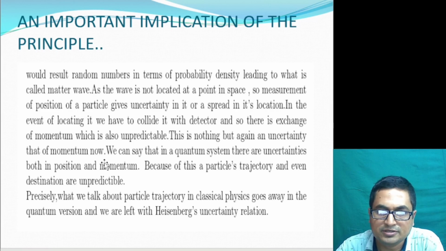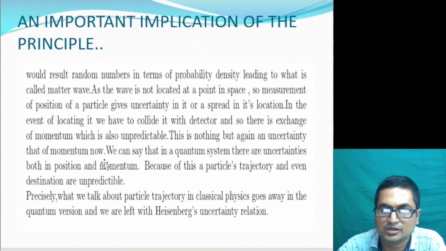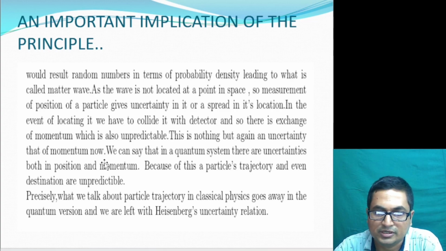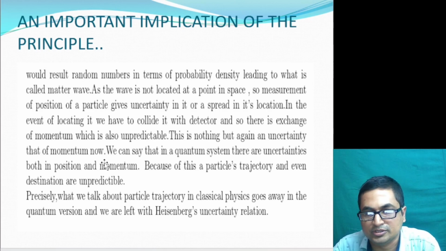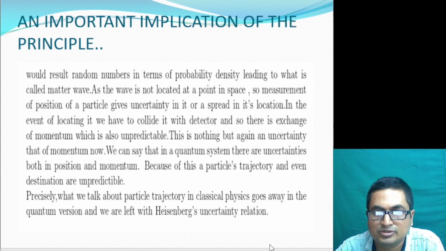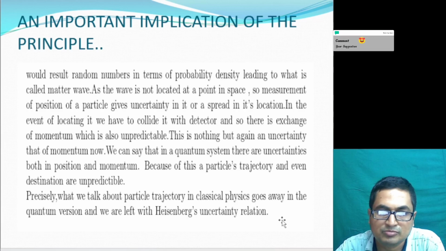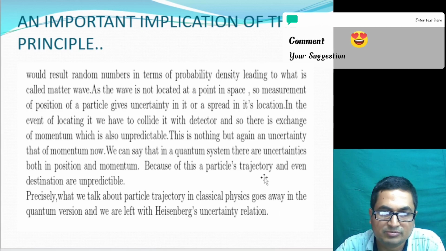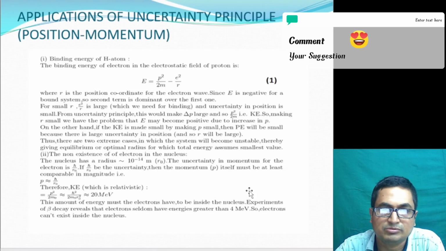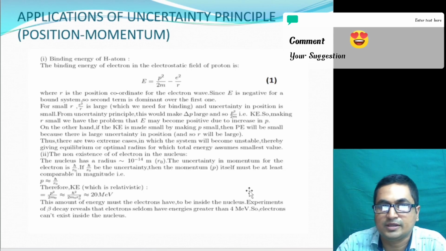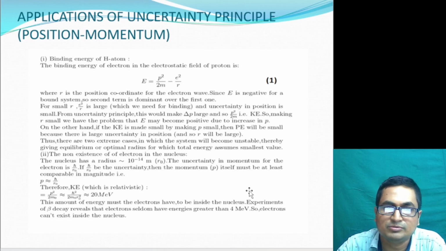When these uncertainties are there, the particle trajectories are not determinable, or we can say that its positions are unpredictable, as we are now left with probabilities for its position in terms of wave functions. So the concept of trajectory, which is an important thing in classical physics, goes away. In classical physics we have trajectory, but in quantum mechanics this concept goes, and we are only left with the Heisenberg uncertainty principle. So let's now turn to some applications of the uncertainty principle.